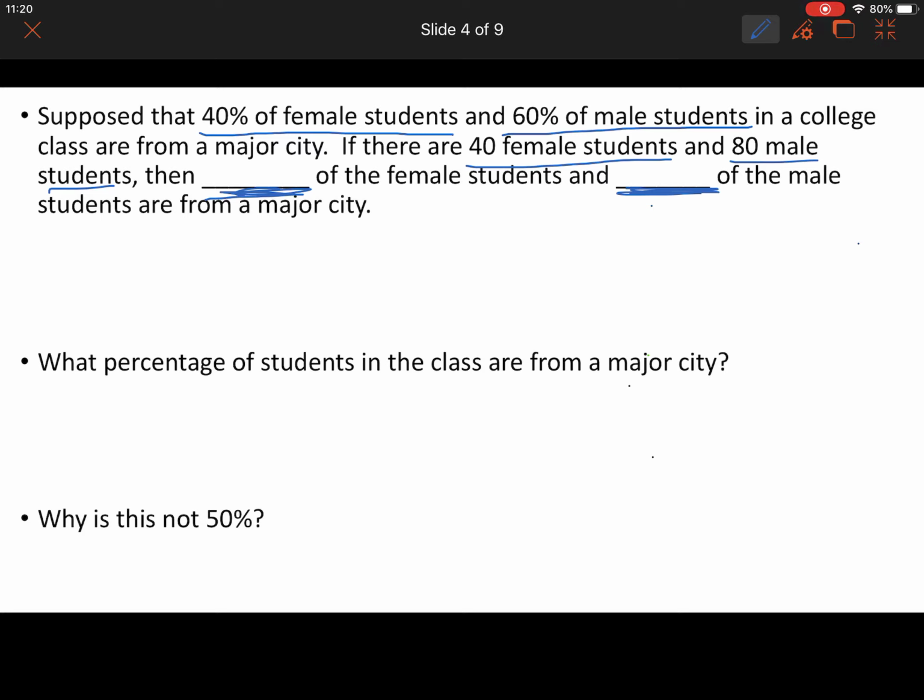So let's try to get this in terms of words. What we literally want to know is what is 40% of the female students, and there are 40 female students.